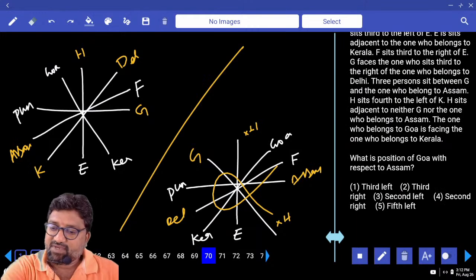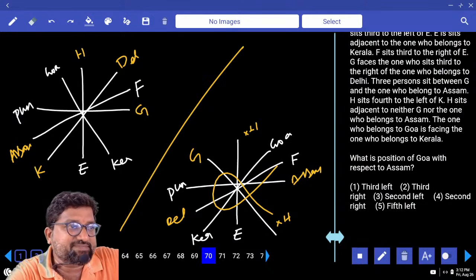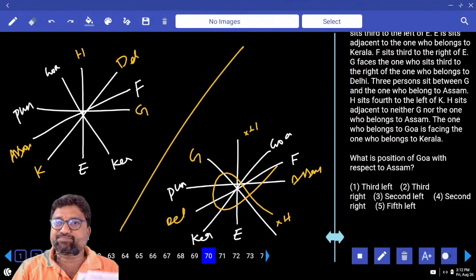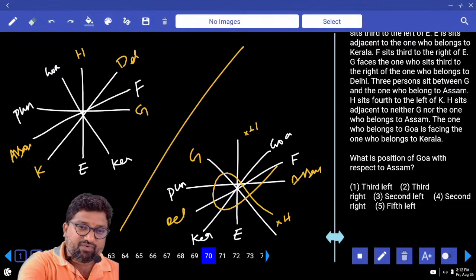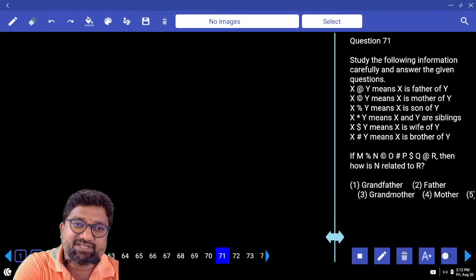We'll go for which option? Fifth option. What is the position of Goa with respect to Assam? Position of Goa with respect to Assam, second left. Second left. Okay na? Next we'll go for questions from 71 to 73. These are on blood relations.